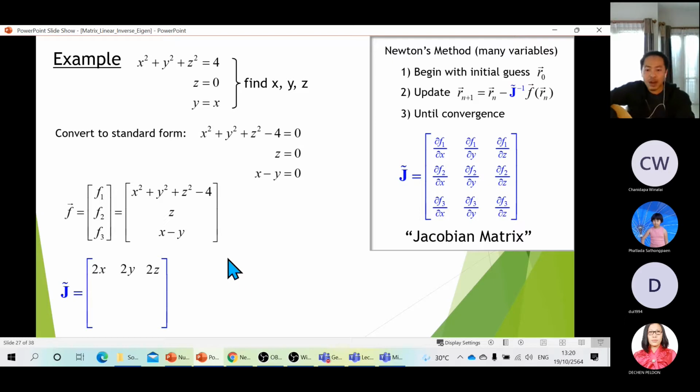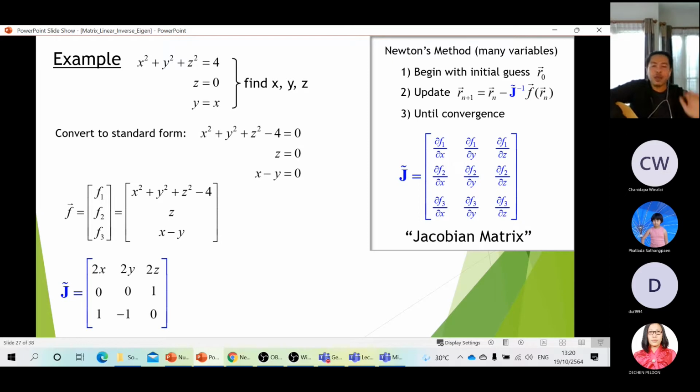Now what about the next row? The next row is going to be the same concept, but with f2, f2, and f2. Of course, it is 0 here because there's no x value in the second row, so we have no dependence on x. What about y? Still 0. And z is 1. And we go quickly to the third row. You get something like this.